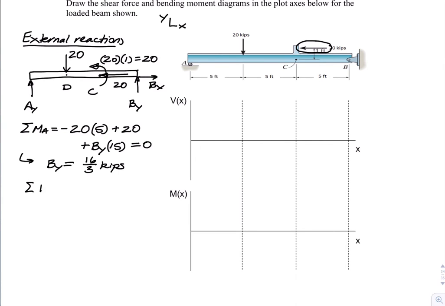If I sum forces in Y, I've got AY, BY, and minus 20, the applied 20 kip transverse load. And so from that, I get that AY is equal to 44 thirds kips.